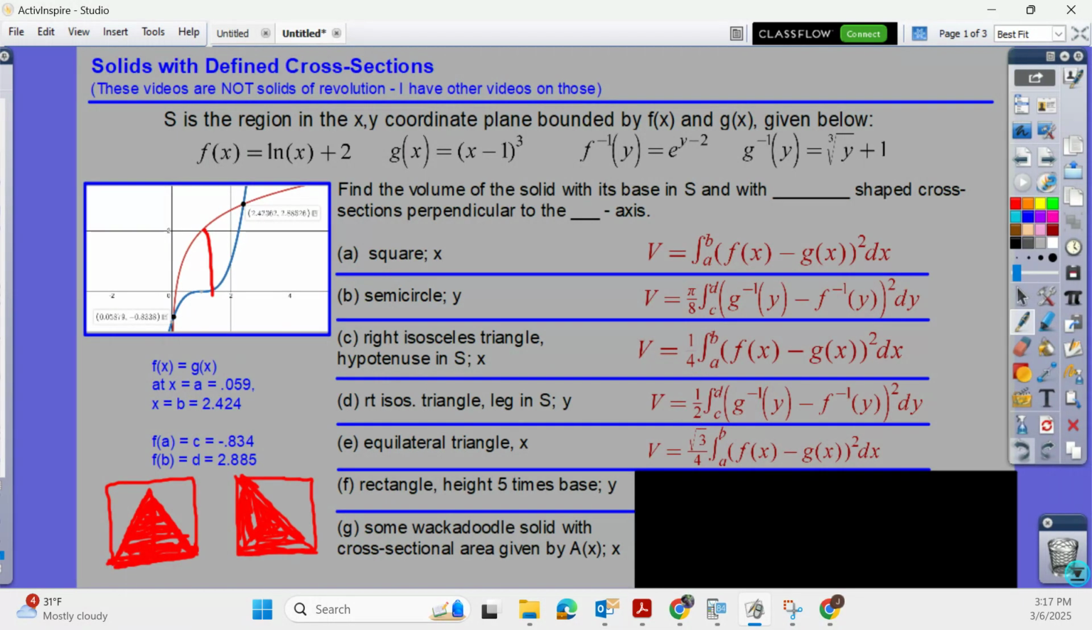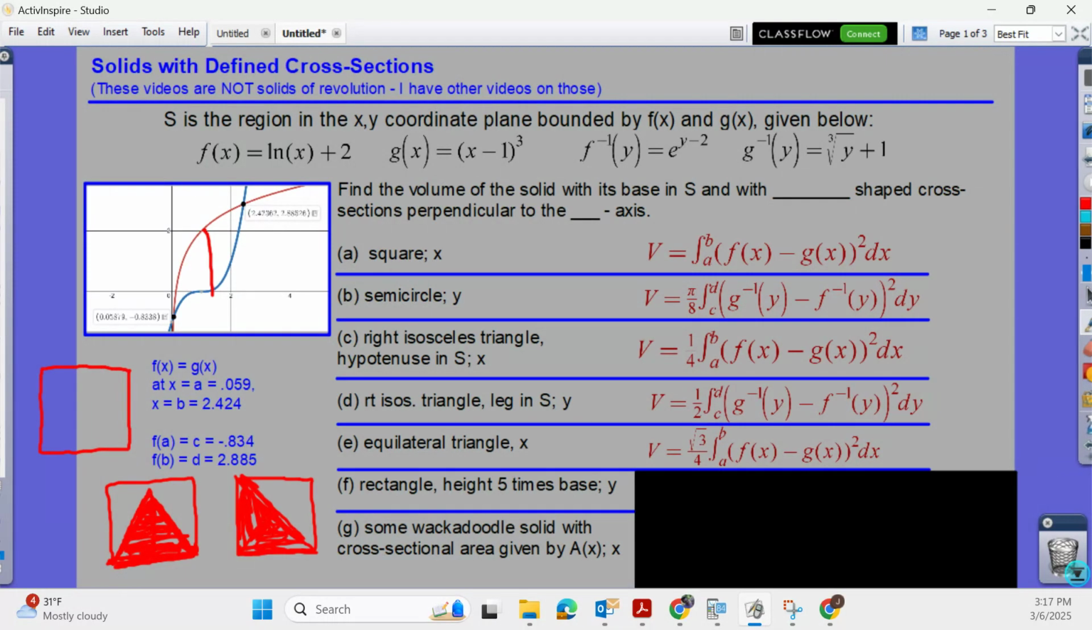And a semicircle, if you make any square and you draw a semicircle inside where the diameter of the semicircle is one side of the square, that semicircle will take up how much of the square? Pi over 8 of it. Okay, that's why these coefficients are there.